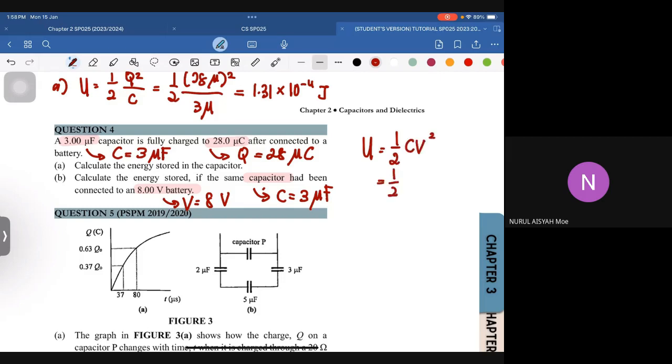So from here, C is 3 mu, V is 8. Don't forget to square it. So you'll get the energy stored to be equal to 9.6 times 10 negative 5 joule. Okay, that is for question 4. Ada masalah atau okay?